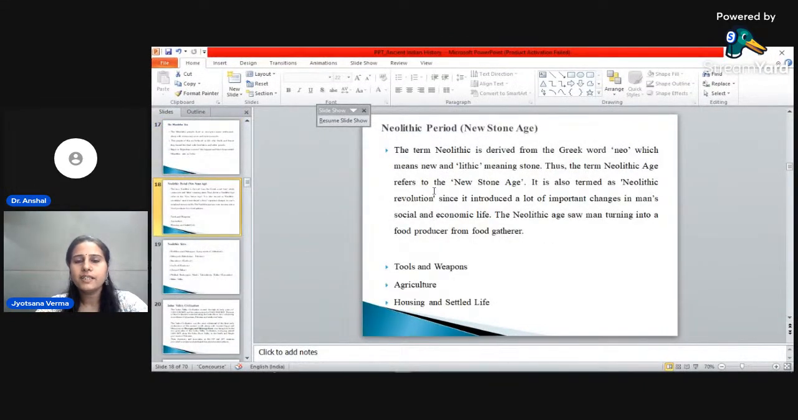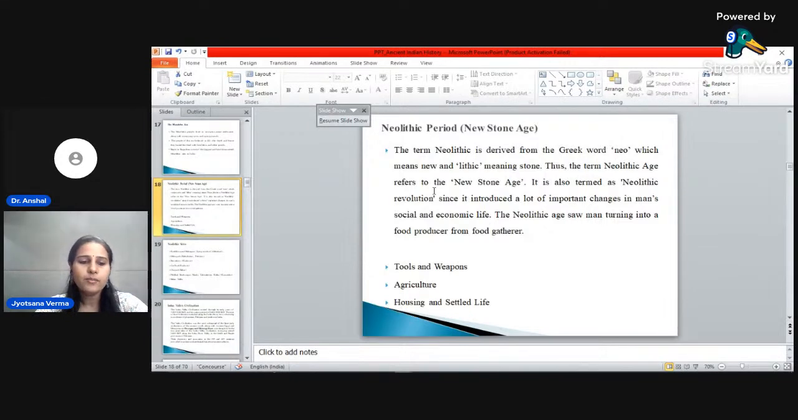Neolithic period, also called the New Stone Age. The term Neolithic is derived from the Greek word neo, which means new, and lithic, meaning stone. Thus the term Neolithic refers to the New Stone Age. It is also termed the Neolithic revolution, since it introduced a lot of important changes in man's social and economic life. The Neolithic age saw man turning from a food gatherer into a food producer.